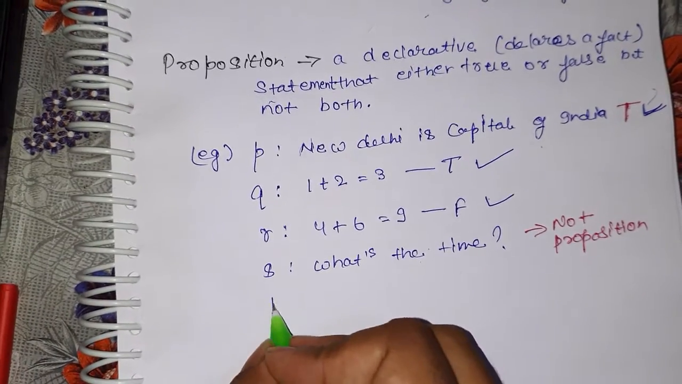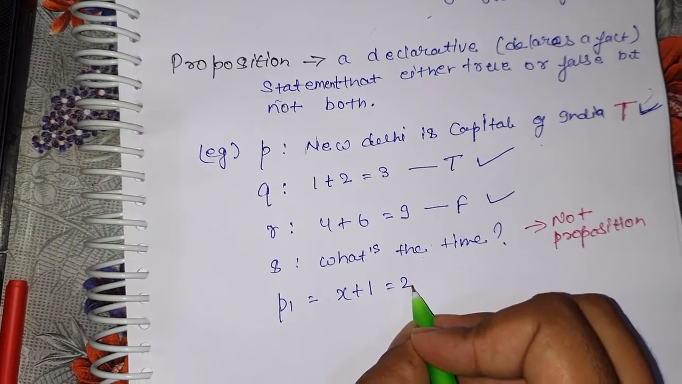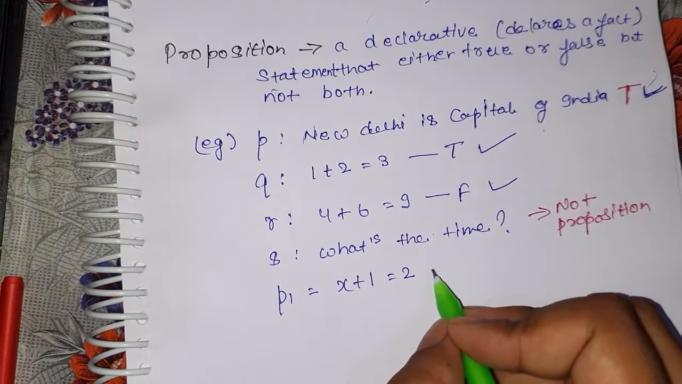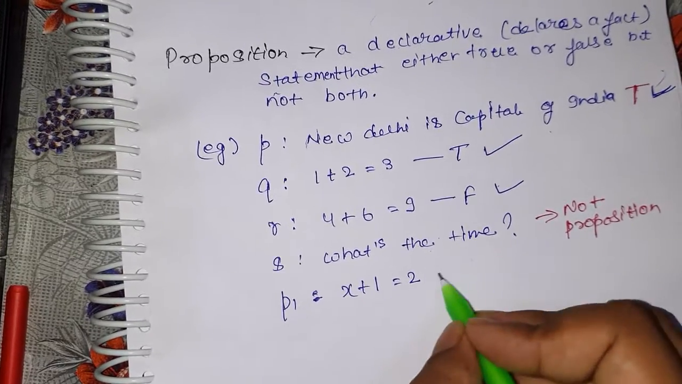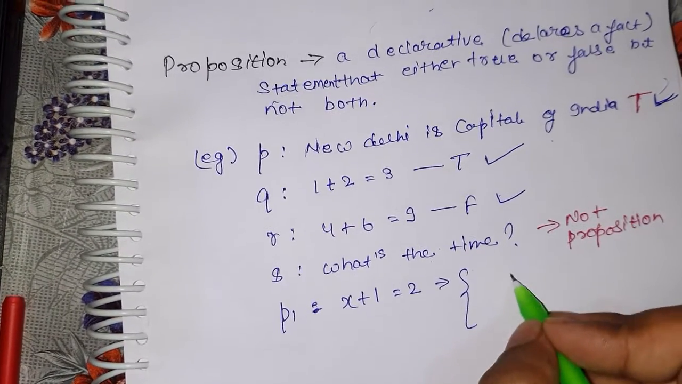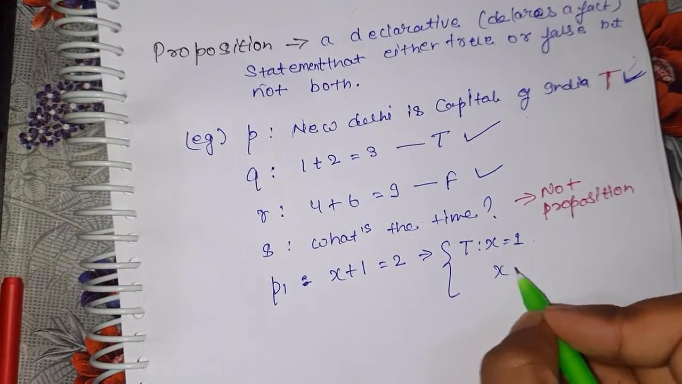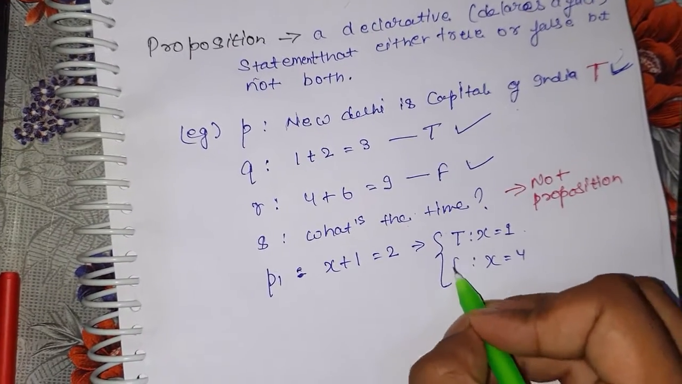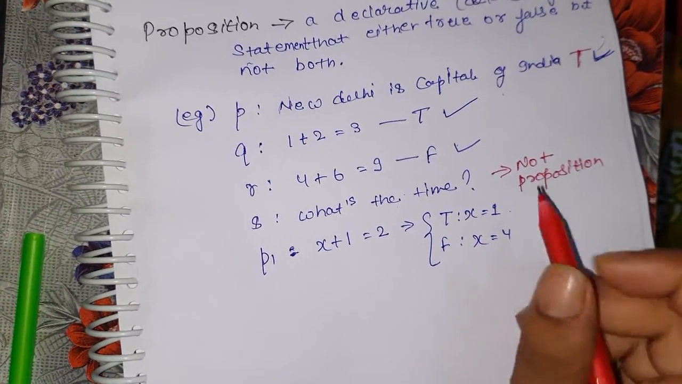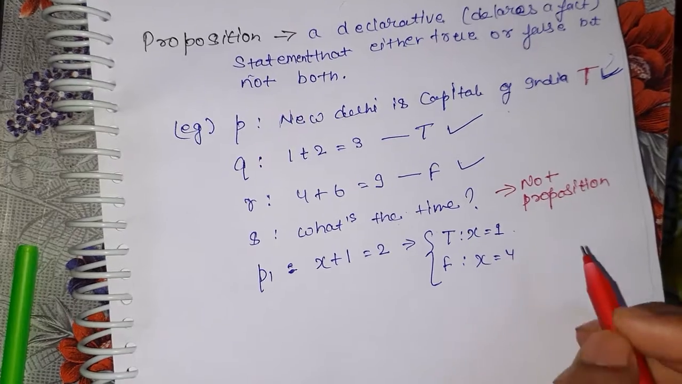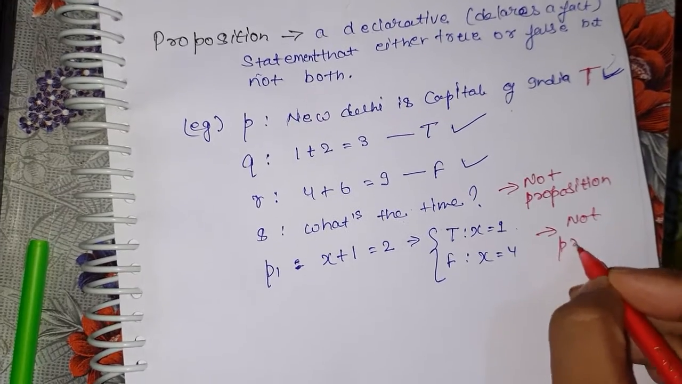Our next statement is P1: x plus 1 is equal to 2. In this case, if x is equal to 1, then this is true, and if x is equal to 4, then it is false. So we cannot say that it is either true or false. That's why this is also not a proposition.